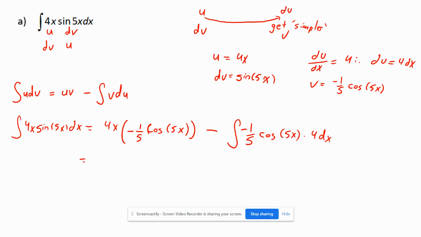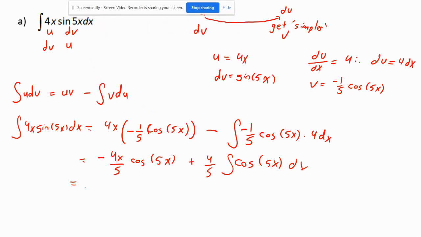I'm just going to clean this up a bit. So we have negative 4x over 5 cos 5x. I have a 4 times negative 1/5, and when I pull that out in front, it's going to become a positive 4/5 times the integral of cos of 5x. This equals negative 4x over 5 cos of 5x plus 4/5.